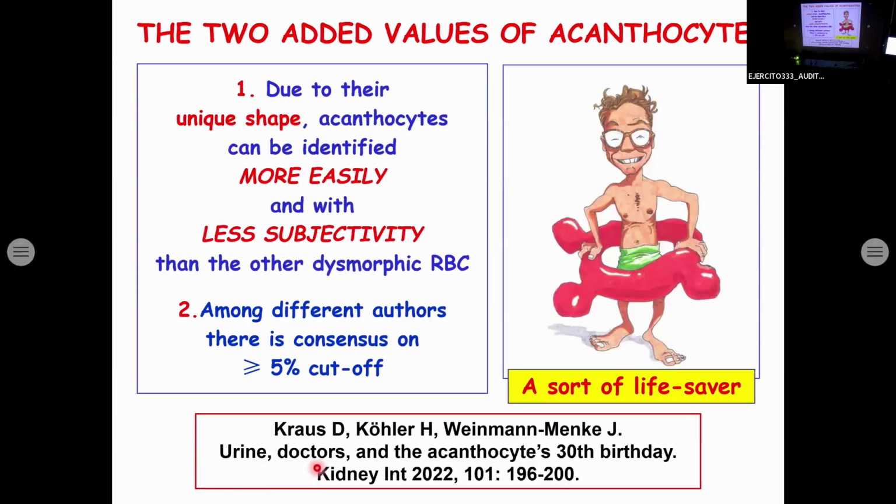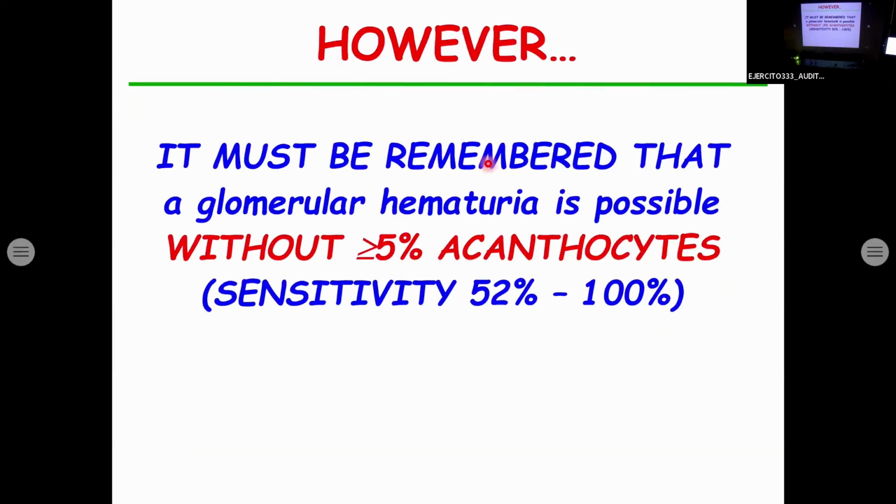In 2022 this paper was published in Kidney International on acanthocytes' 30th birthday. I do suggest to read this paper. If you need, I have the PDF in my USB key, and we can share this with you. And Fiorella will tell me how to do that, if you want to, of course. However, it must be remembered that a glomerular hematuria is possible without the famous cutoff of acanthocytes of 5% or more, since the sensitivity ranges from 52 to 100%.